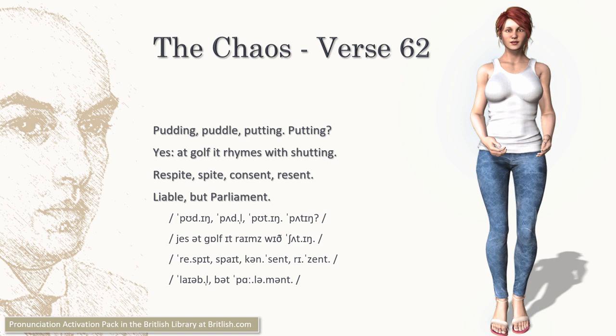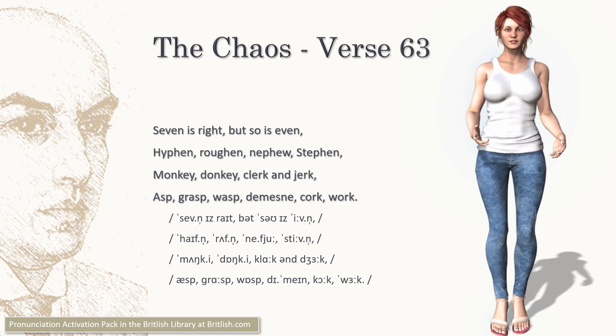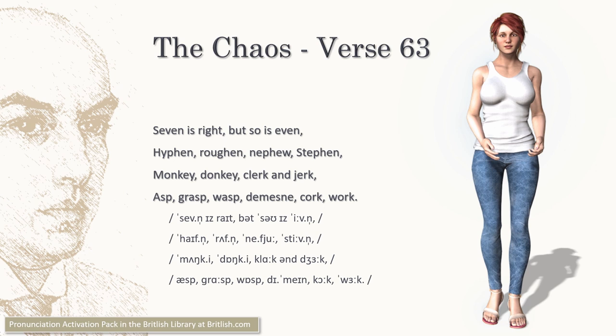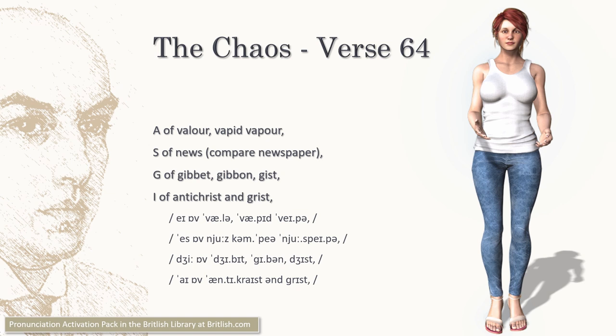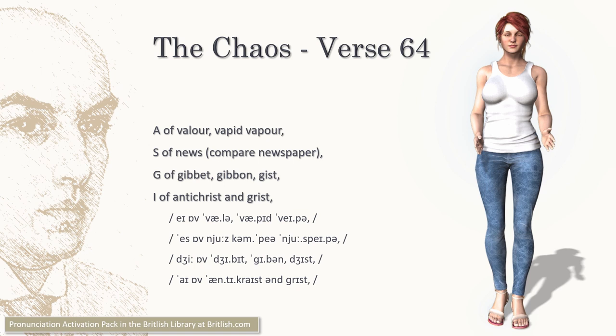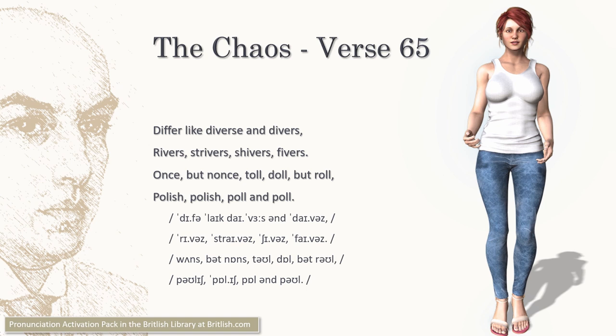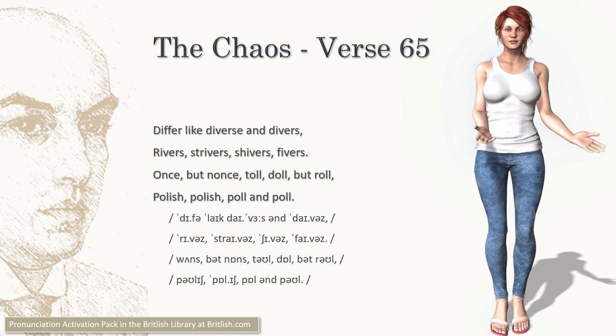Seven is right, but so is even, hyphen, roughen, nephew, Stephen, monkey, donkey, clerk and jerk, asp, grasp, wasp, domain, cork, work. A of valor, vapid vapor, S of news, compare newspaper, G of gibbet, gibbon, gist, I of antichrist and grist. Differ, like diverse and divers, rivers, strivers, shivers, fivers. Once, but nonce, toll, dull, but roll, Polish, polish, pole and pole.